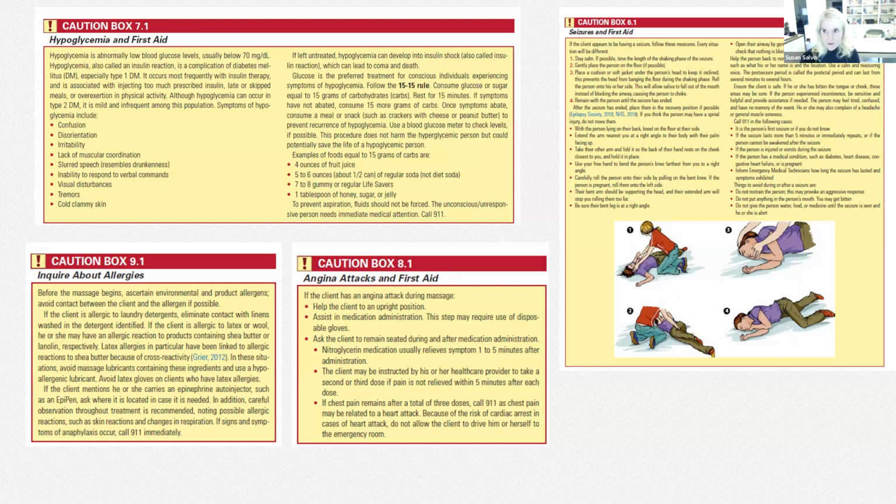Allergies. There are some things we have to be concerned about, mainly product allergies. It talks about how to talk about those and how the massage should be modified. We talk about angina attacks in chapter 8, which is the cardiovascular chapter. And then on the other side of the screen, you can see seizures and first aid, and you can see the recovery position at the bottom, how to put your client into a recovery position.